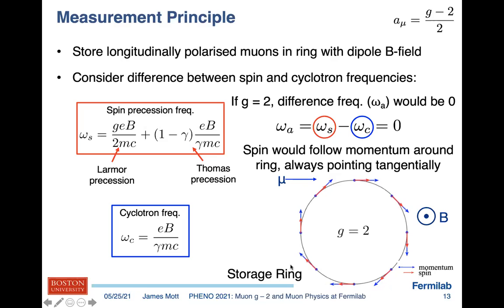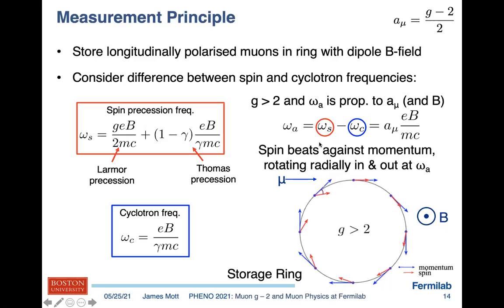Now, I told you before that g obviously isn't 2, or we wouldn't be doing this experiment. So the difference, once you take this through, you find is proportional to a_mu, which is the new physics quantity we were interested in before, the radiative corrections, as (g-2)/2, and the magnetic field, plus some constants. This means that the spin precession frequency is ever so slightly larger than the momentum frequency, so as you go around, the spin just creeps ahead of the momentum.